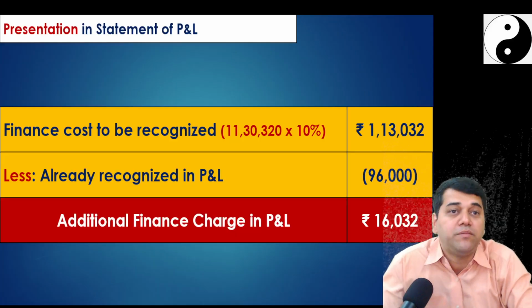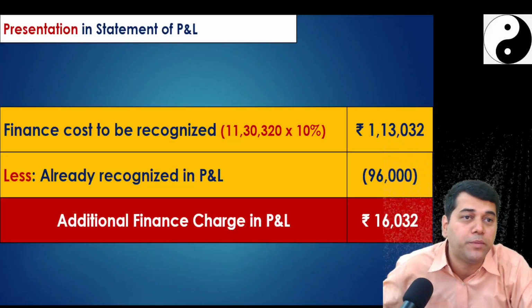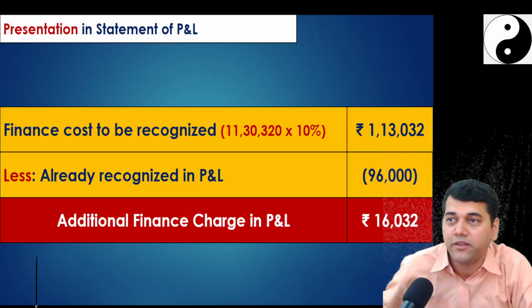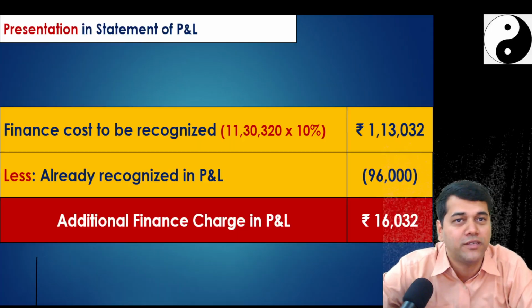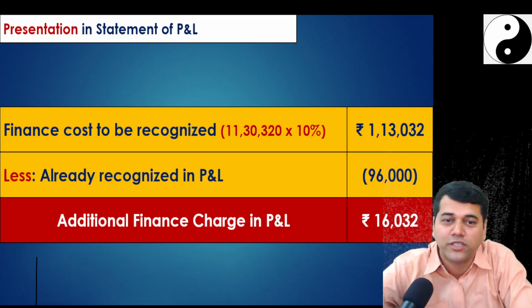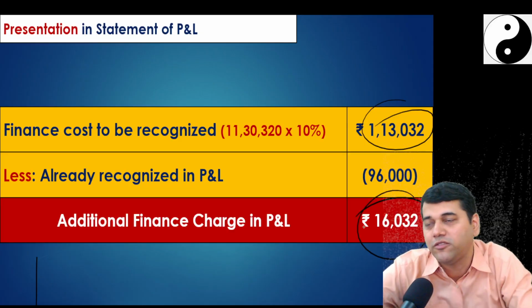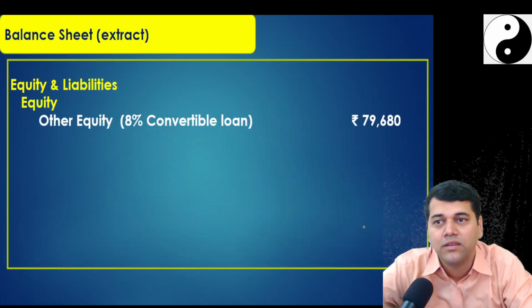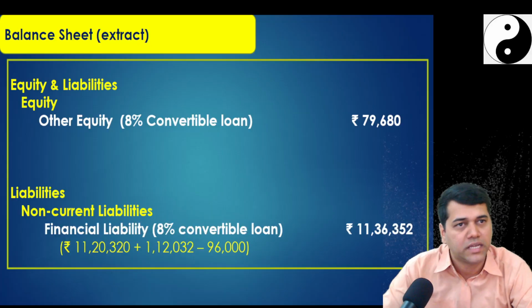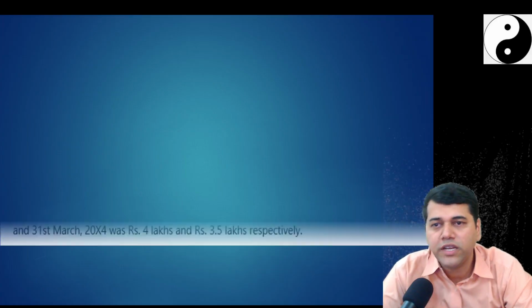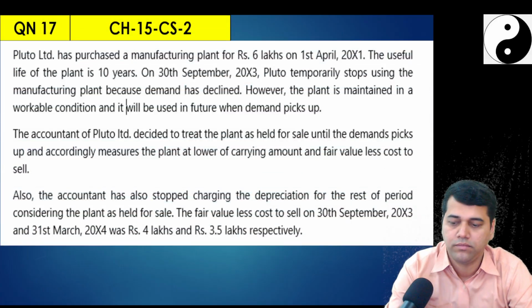In the financial statement, that means your P&L also will come into picture, no? 1 mark they will keep reserved for the P&L, which is not asked in the question only, it is not there in the study material. So finance cost is so much minus so much, 16,000 will be the additional charge. So balance sheet extract would be looking like this, where they have not given the breakup. Alternatively, you could have given the breakup.